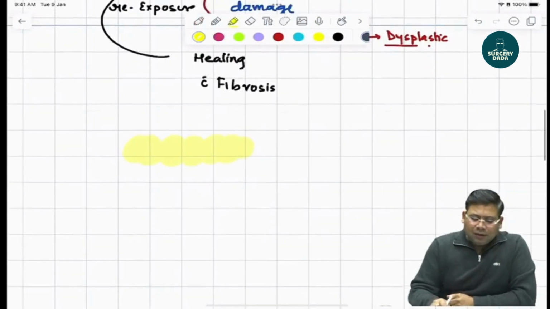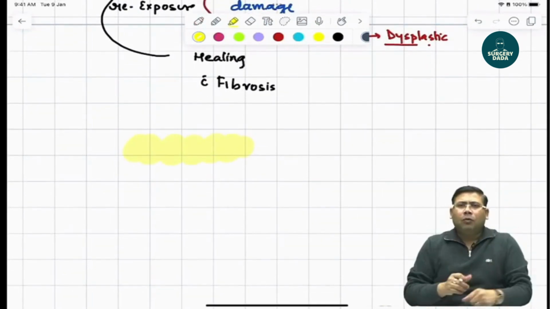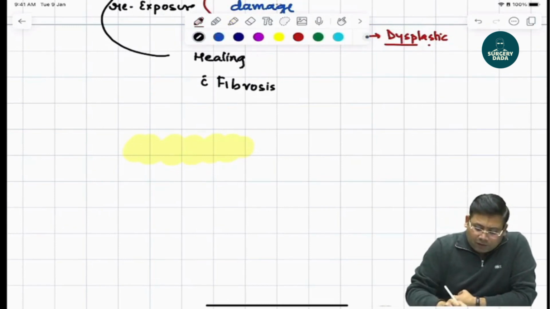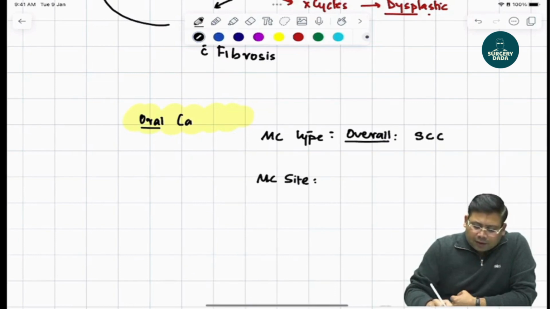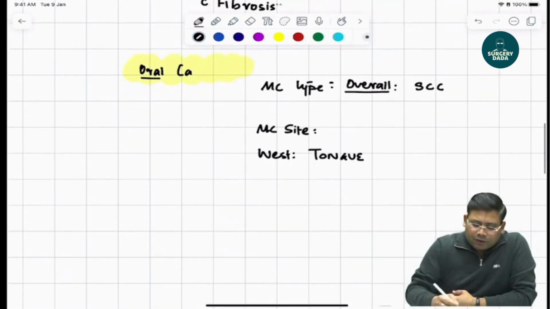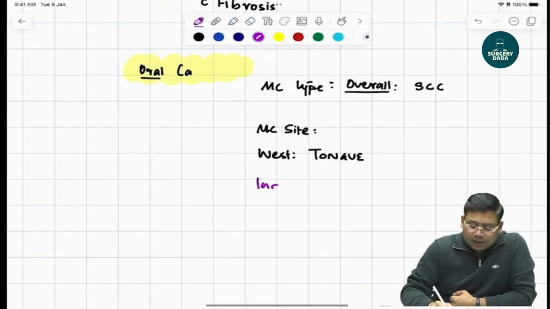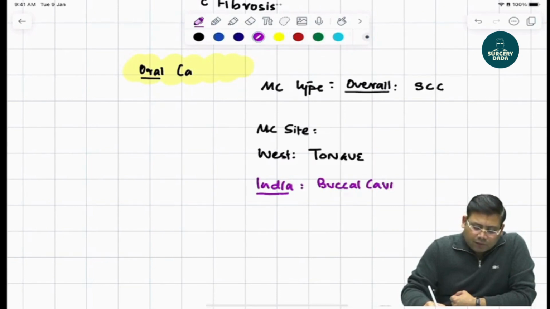I will just discuss 2-3 more important things about oral cancers, because oral cancers are a very important topic for all. The most common type of oral cancer overall, in the West, in Asia, everywhere, is SCC. The most common site for oral cancer in the West is the tongue, and in India, we are addicted to Kamla Pasand, Vimal, Gutka, Pan Masalas. So in Asia, and especially in India, it is the gingivo-buccal complex, or you can say the buccal cavity, and this is very important.